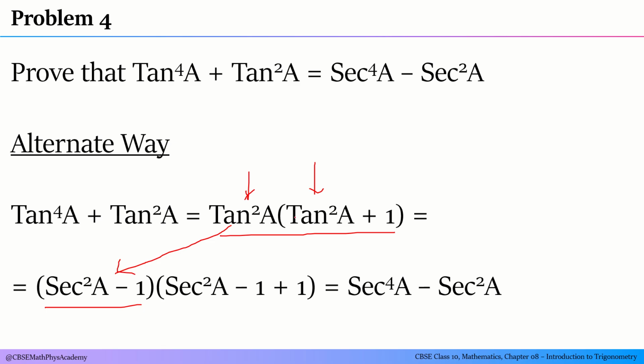Then here also, where tan square a plus 1 is there, I am going to substitute secant square minus 1 plus 1, or 1 plus tan square a is also secant square a, whichever way. Then you are left with secant square outside. You multiply the secant square a with each of these terms, pulling inside the bracket, and you get secant power 4 a minus secant square a, which is your right hand side. So you have proved it.